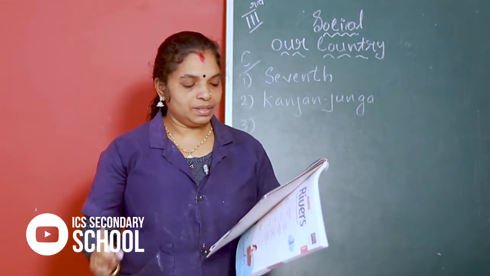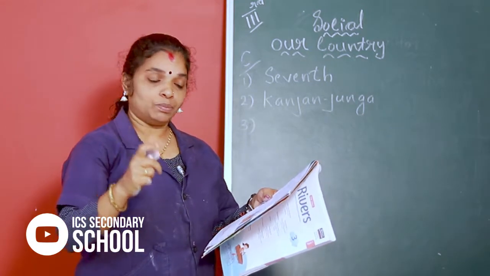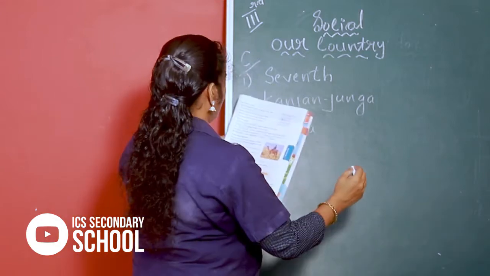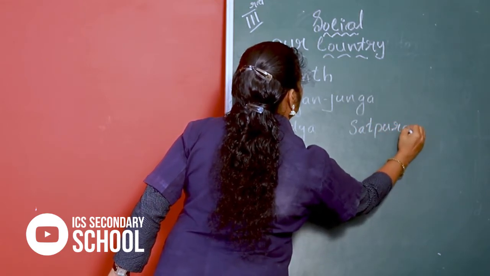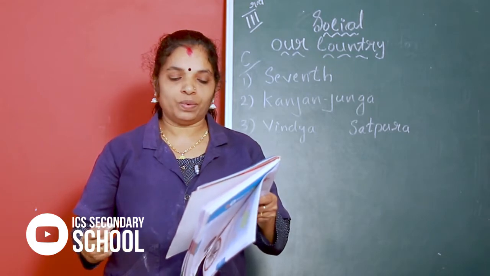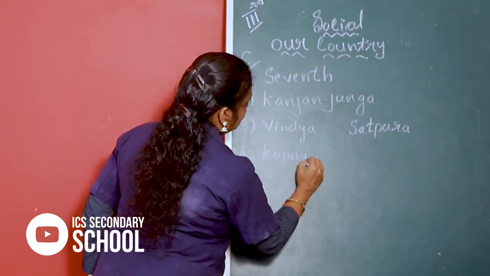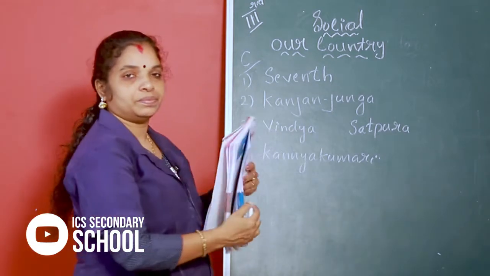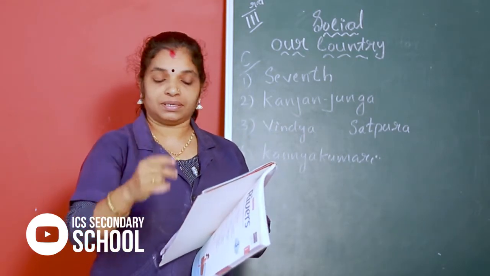Third one. The dash and the dash ranges are in central India. Vindhya and Satpura. Number 4. The eastern and the western coast meet at dash. Kanyakumari. Number 5. The Indian desert is also called the dash desert. Thar desert.